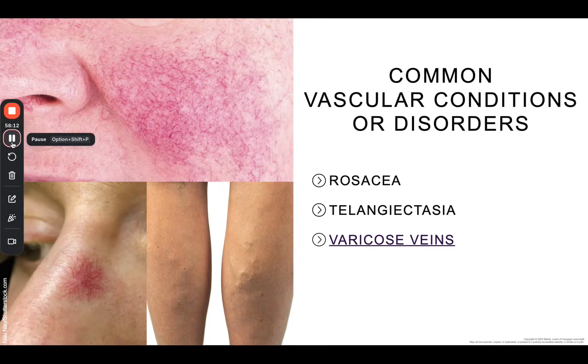Telangiectasia is a cosmetic irregularity. It's not a medical condition. It's just something that happens. And then we have varicose veins. Varicose veins are the last type of vascular condition that you may observe on your clients.